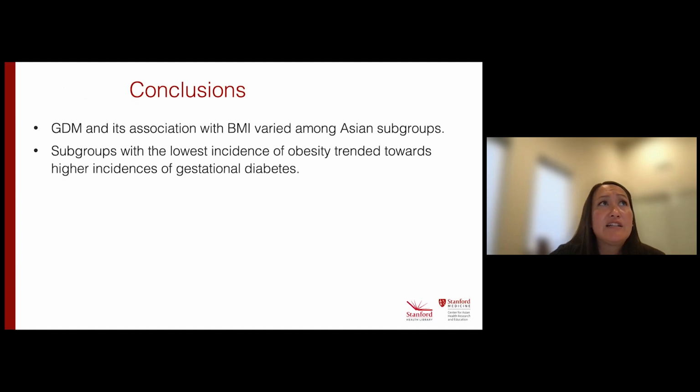And so in conclusion, gestational diabetes and its association with BMI varies among Asian subgroups, and subgroups with the lowest incidence of obesity really trended towards the higher incidences of gestational diabetes.